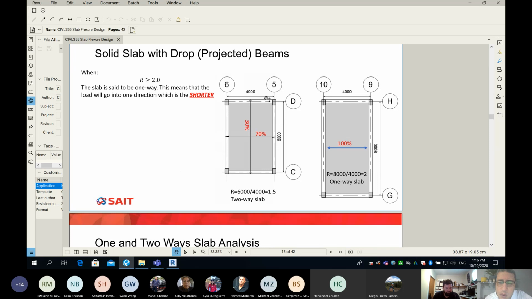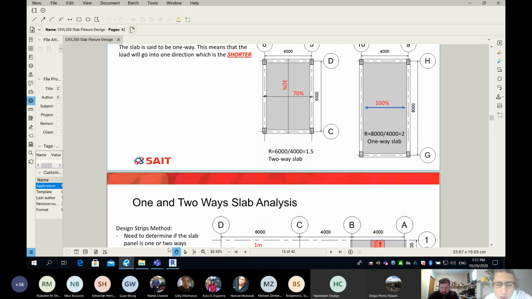Now, the last example is, what if we keep elongating our slab? We go from 4x6 into 4x8. Find the R, so 8 divided by 4, always the larger by the smaller, so you get 2. This is the limit. Anything from 2 and above, the slab is too elongated, and one direction is so much shorter compared to the other, and it will be way stronger than the other, and will simply say, you know what, take a rest, I will carry 100% of the load. It means it is a one-way slab. It means 100% of the load will go into one direction. So this is the concept of one-way and two-way slab.